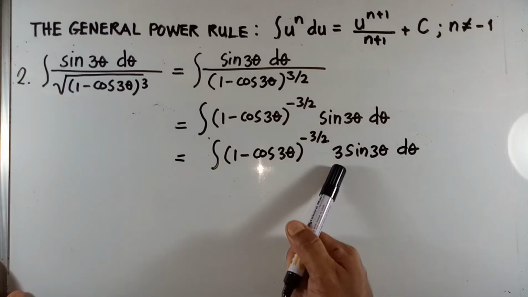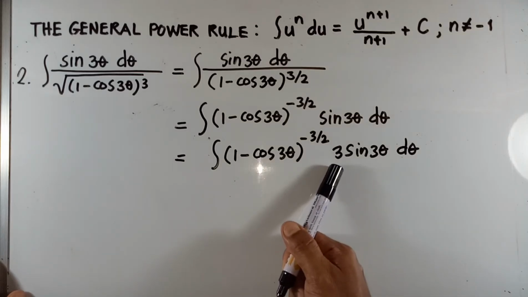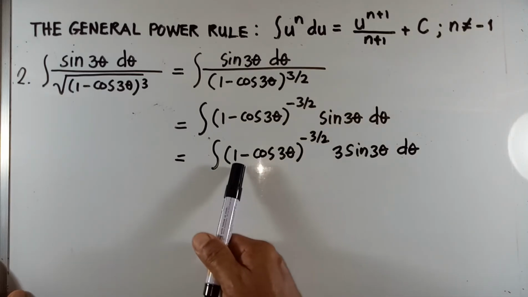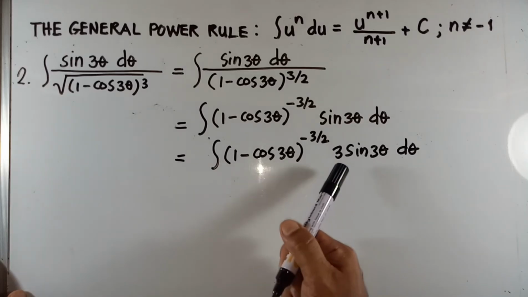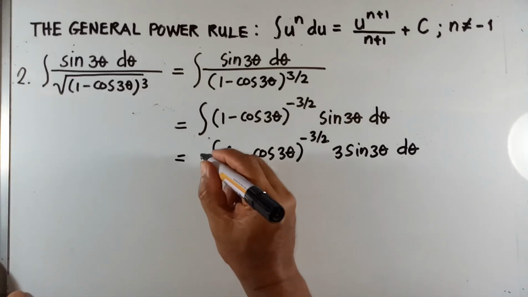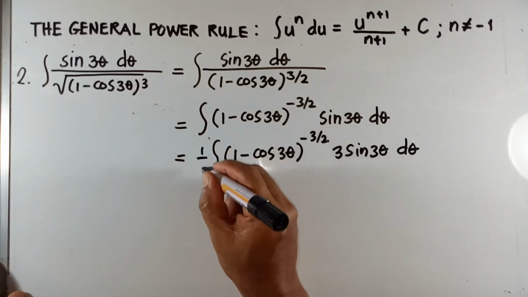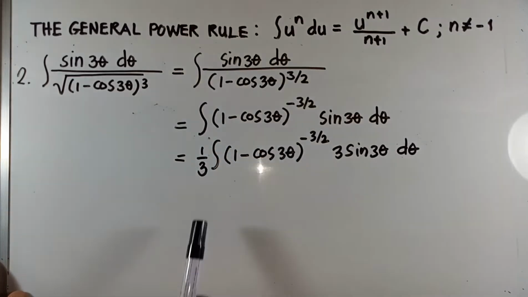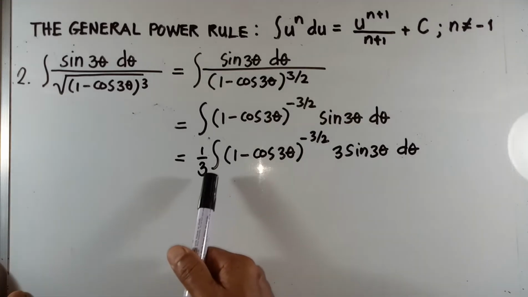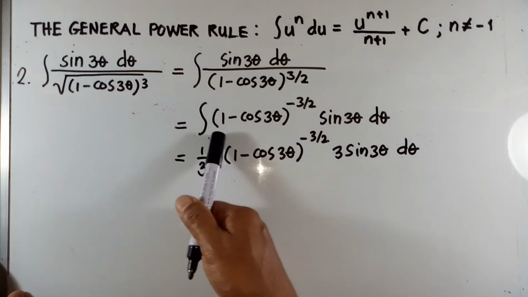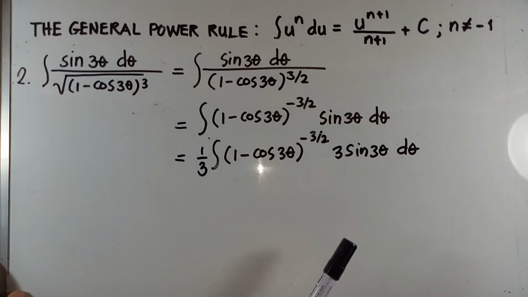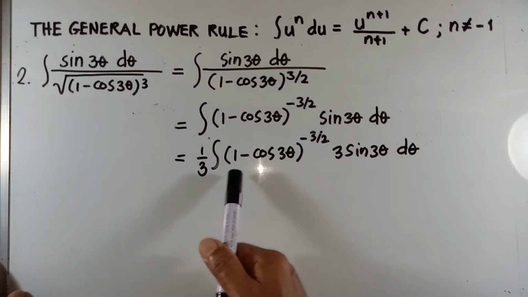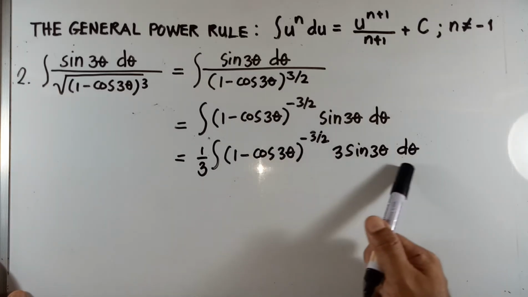So dahil nagmultiply tayo ng 3 sa integrand para makumpleto yung derivative ng 1 minus cosine 3 theta, ang gagawin natin ay neutralize natin yung 3 na yan by multiplying also the problem by 1/3. So you see, 1/3 times 3 is 1. Kaya yung problem na ito ay equal din sa ating original problem. So it is now integral of u to the n du.